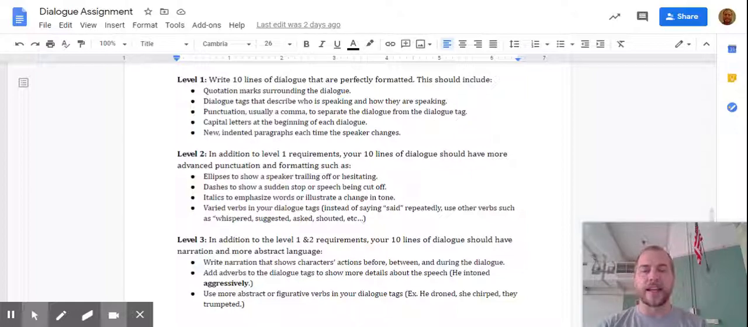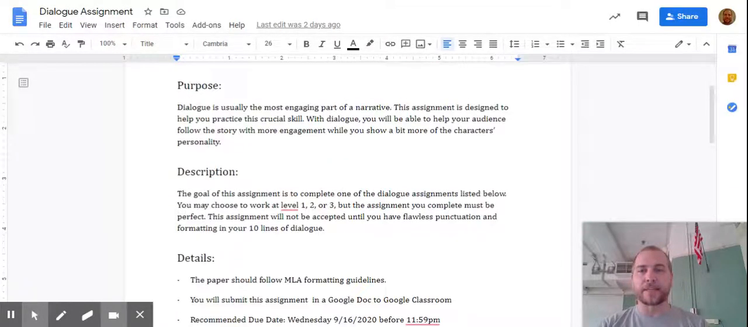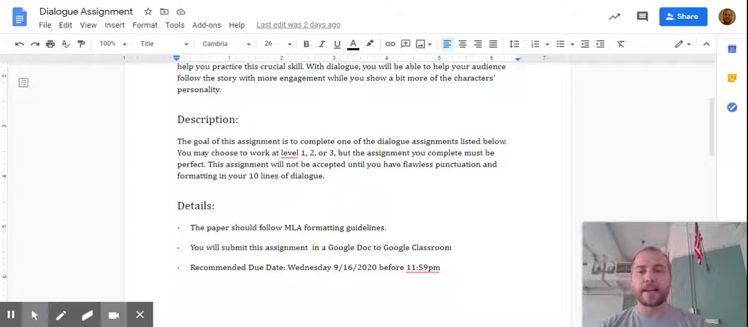So the goal of this assignment is to create, either at level 1, 2, or 3, 10 perfectly formatted lines of dialogue. I will be checking this, and if there are errors, I won't be accepting it. But you'll be able to fix any errors that I note and turn it in again later. This assignment will be due next Wednesday before 11:59. It should be on a Google Doc turned into Google Classroom, and it should follow the MLA formatting guidelines as always.